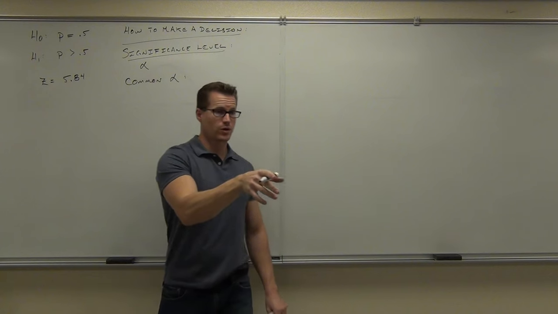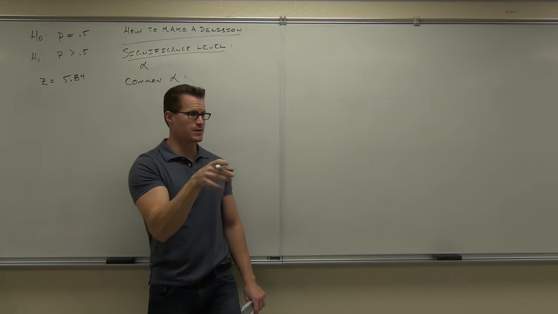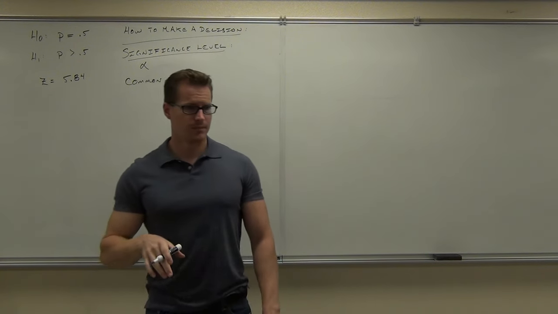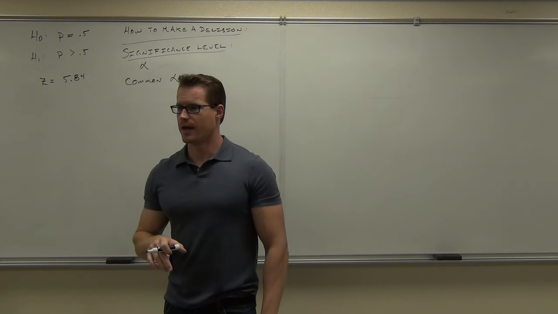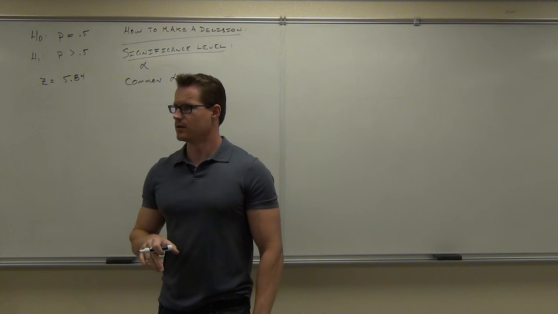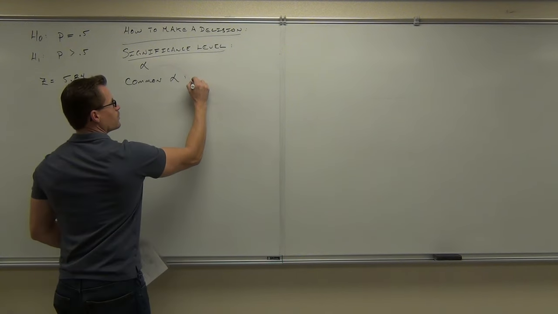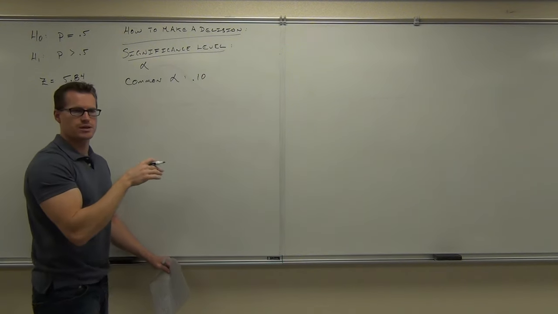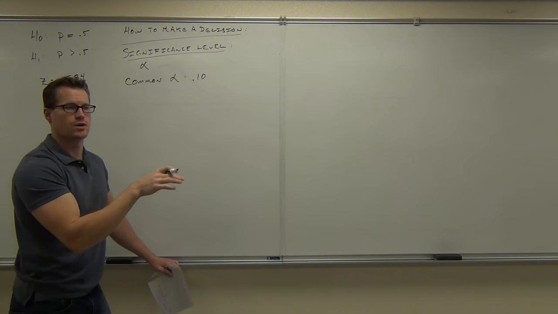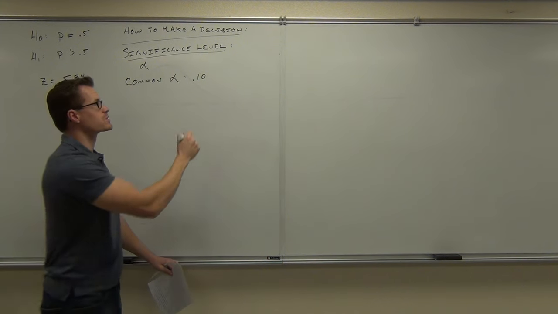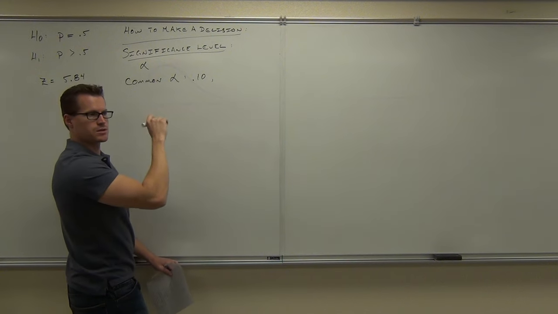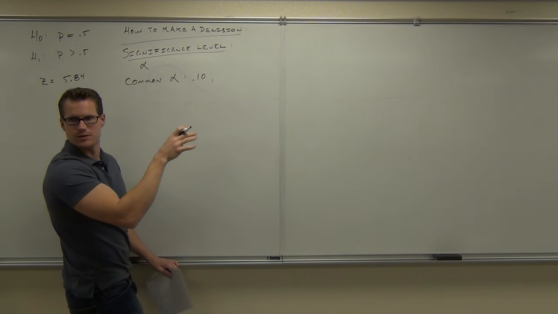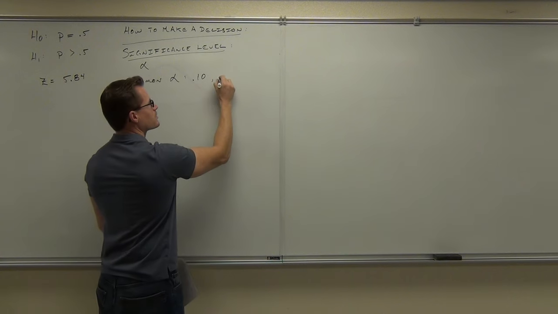0.10. No, those would be the critical values. Those would be the z's. I'm not talking about the z's, I'm talking about the alpha. 0.1 was a common one, right. That had to do with the 90%. So 0.10 is an alpha. Remember, these are the complements to your confidence levels from chapter 7. What's another one? 0.05. That was going with a 95% confidence level. You remember doing that? So 0.05 was another one.